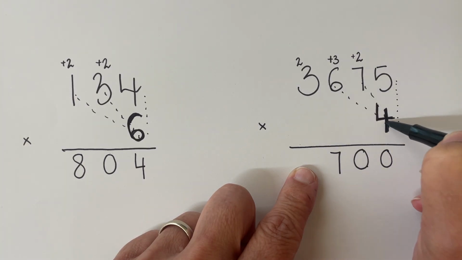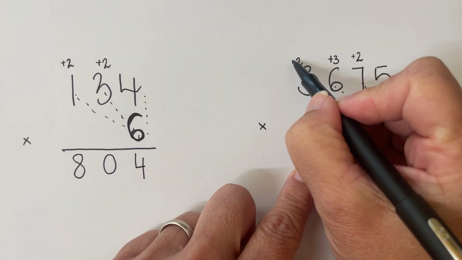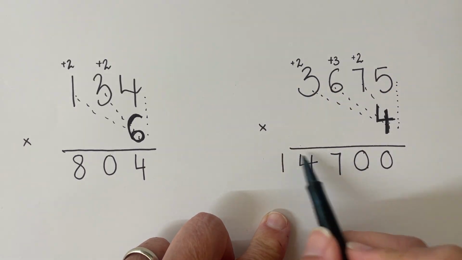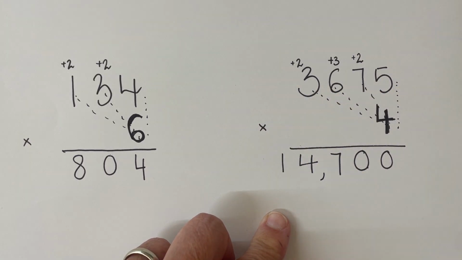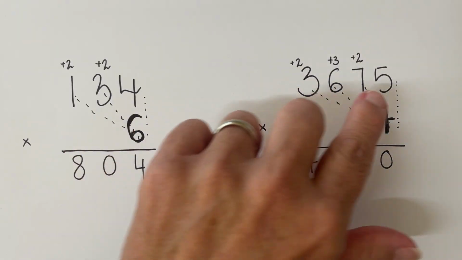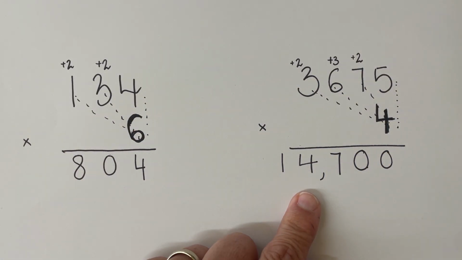And my last step is 4 times 3 is 12. 4 times 3 is 12. Plus 2 is 14. And because I'm done, there are no more steps. I just write the final answer here. The answer is 3,675 times 4 is 14,700.